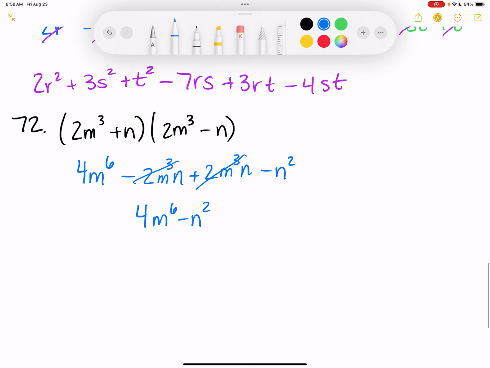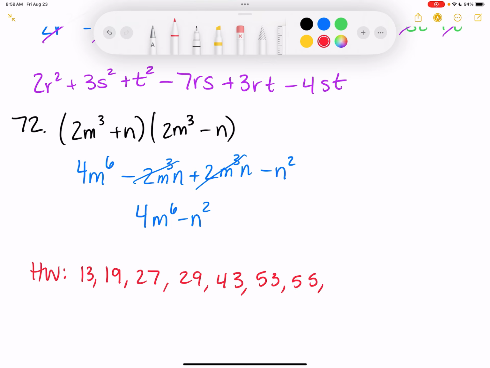Okay, problems are, I need to go back through because I skipped some of this stuff. 13, 19, 27, 29, 43, 53, 55, 63, 71 and 73.